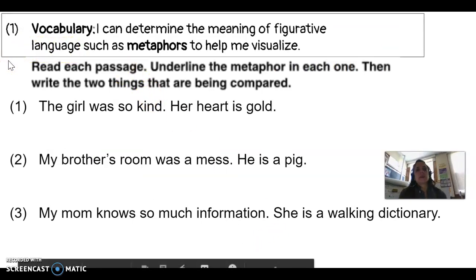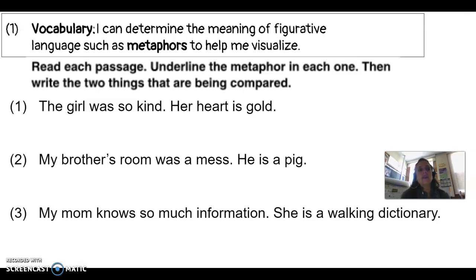So here's a workbook page that looks very similar to your workbook page today. Vocabulary. I can determine the meaning of figurative language, such as metaphors, to help me visualize. So we're going to read each passage. We're going to underline the metaphor in each one. Then we're going to write the two things that are being compared.